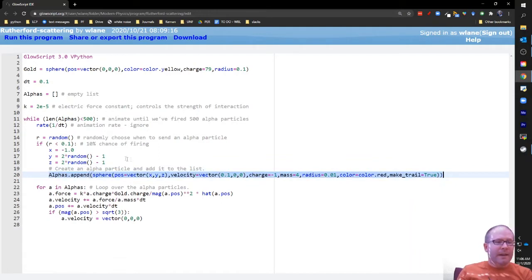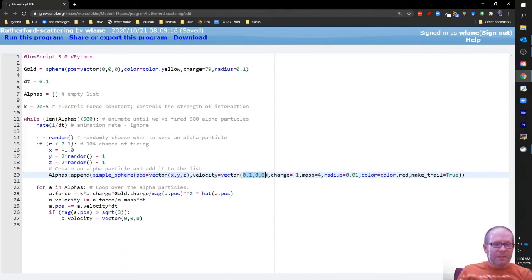Then we're going to create an alpha particle and add it to the list. So we create a sphere and we add it to the list called alphas. And actually, let's make that a simple sphere. The simple sphere has fewer vertices on it, so it's easier on the processor. It doesn't change the actual physics, it just changes how intensive the code is behind the scenes. We'll give it a position vector based on the x, y, and z we just set up above.